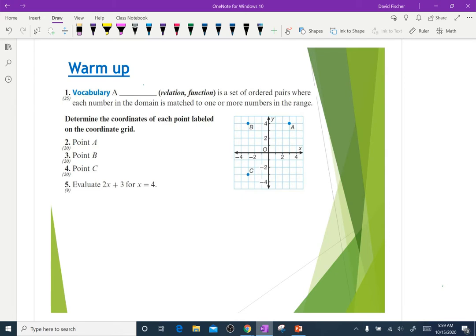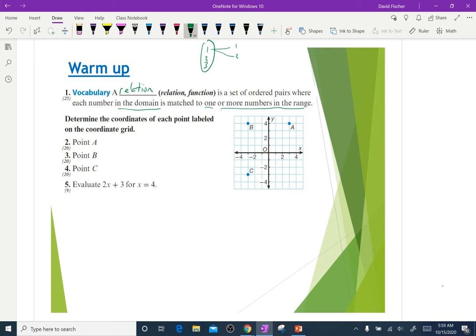All right, welcome back. If we have two choices here. A relation or function is a set of ordered pairs where each number, the domain, is matched to one or more numbers in the range. So each one is matched. That would be like our mapping bubble where we had 1, 2, 3. Each one, we can match it with more than one number over here. So this would be what we call a relation, not a function, because if we match one domain with more than one number over there, then it's not a function, so we call it a relation. Sometimes I'll draw a little diagram there to help me understand.